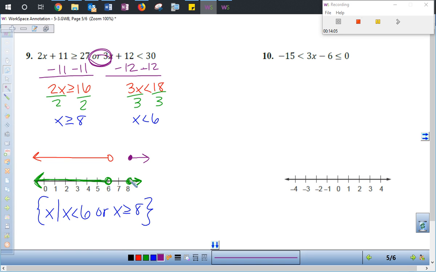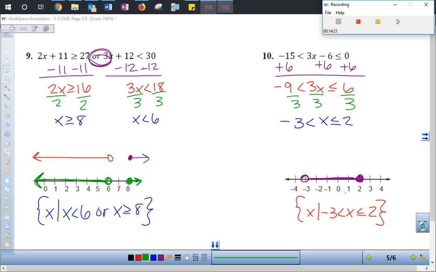Alright, go ahead and try that again. Pause the video and solve number 10 on your own. Okay, so when we add 6 to each side and divide each term by 3, we get negative 3 less than x less than or equal to 2, which gives me an open dot on negative 3, a closed dot on 2, and filled in between, and the set of all x's such that x is greater than negative 3 and x is less than or equal to 2.